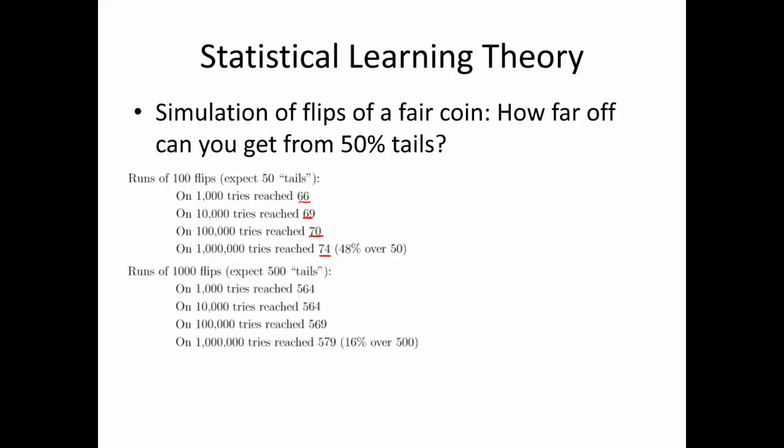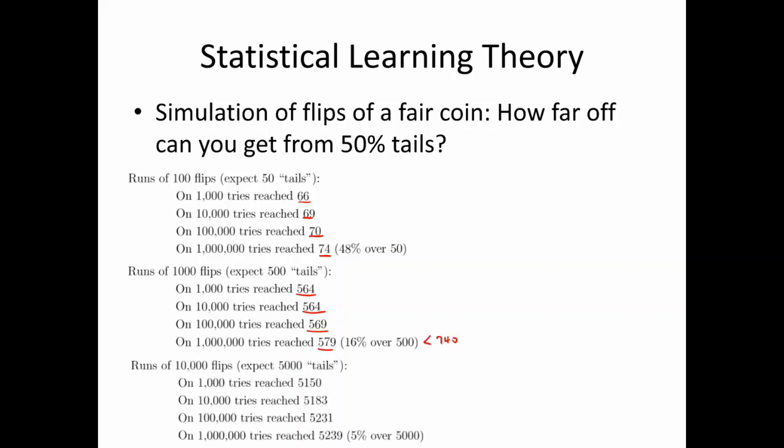But if you do more flips in each experiment, you become less likely to see such an outlier. Suppose you do 1,000 flips per experiment. So now you expect 500 out of these to be tails. When you repeat this experiment 1,000 times, the farthest you got from 500 is 564. 10,000 times, 564. 100,000 times, 569. And 1,000,000 times, 579. It's far below 740.